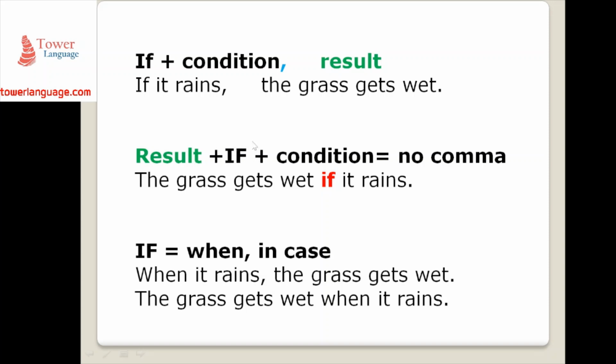Later on, you can see we can also use when, in case, and whenever, and then we have to explain the condition. When we start with the result, again, I would like to repeat that we do not need a comma. For example, the grass gets wet if it rains. As you've heard me say before, instead of if, we can also use when and in case. So, for example, when it rains, the grass gets wet. Or the grass gets wet when it rains.